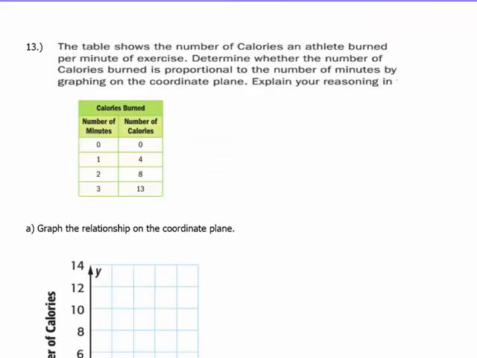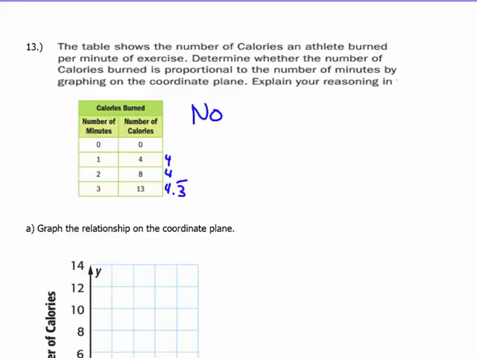The table shows the number of calories an athlete burned per minute of exercise. Determine whether the number of calories burned is proportional. So I have to figure out my unit rate. 4 divided by 1 is 4, 8 divided by 2 is 4, 13 divided by 3 is 4.3 repeating. So is it proportional? No.